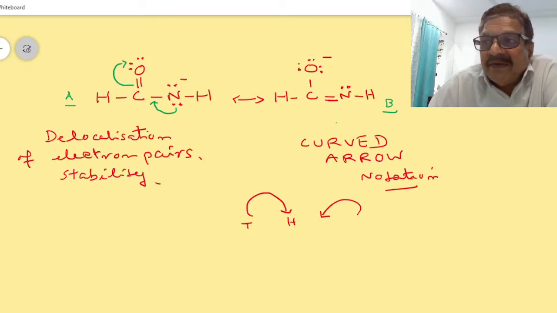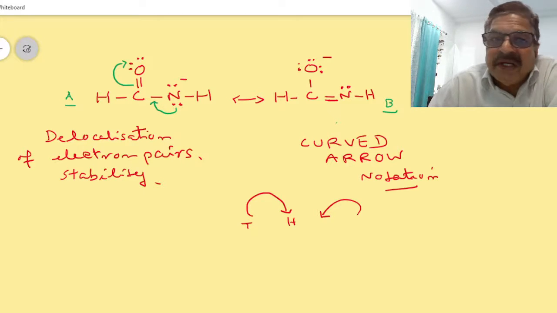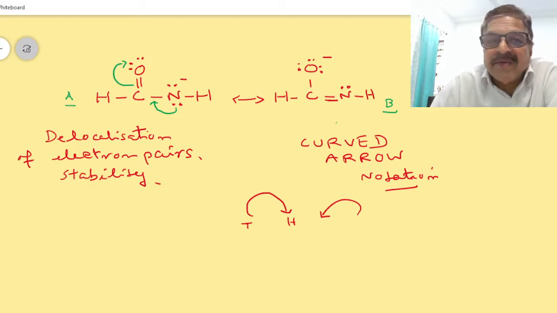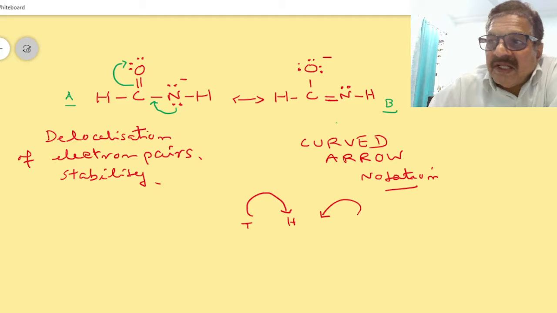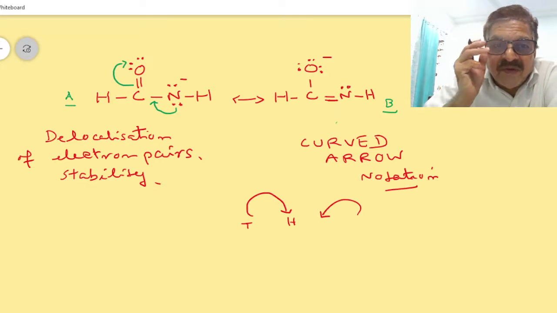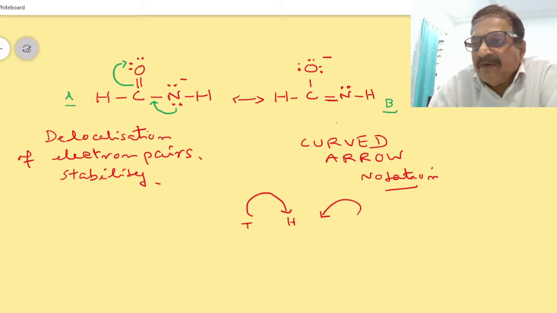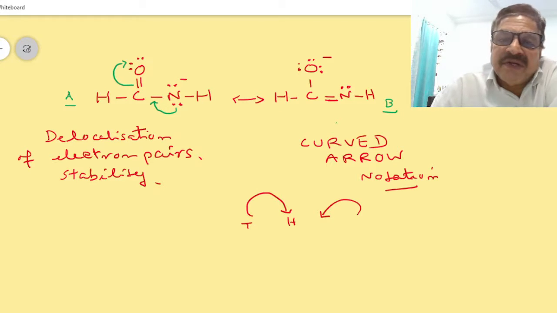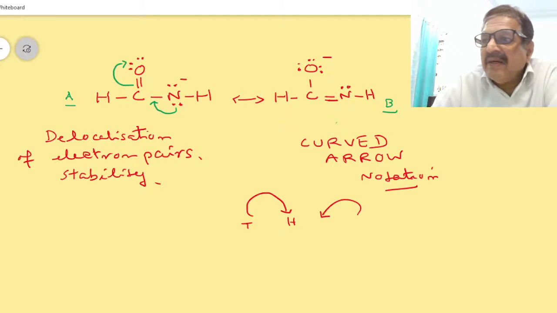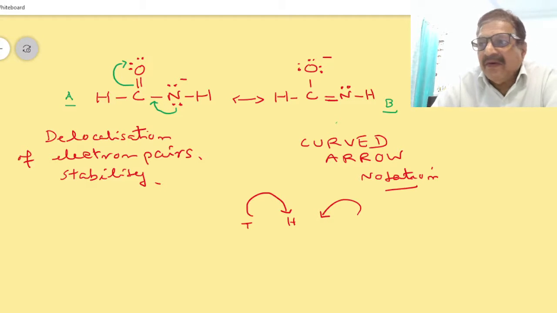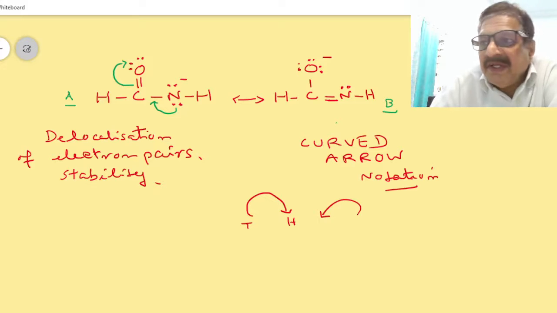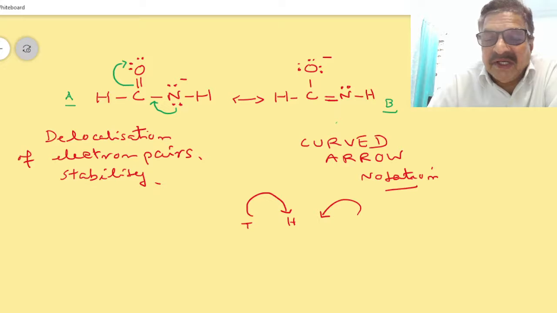Okay, so the lone pair of the nitrogen atom forms a double bond between nitrogen and carbon. Then an electron pair in the C=O double bond is moving. Curved arrows are used for this purpose, for representing the repositioning of electrons in converting one resonance form to another form. Electrons themselves do not actually move.